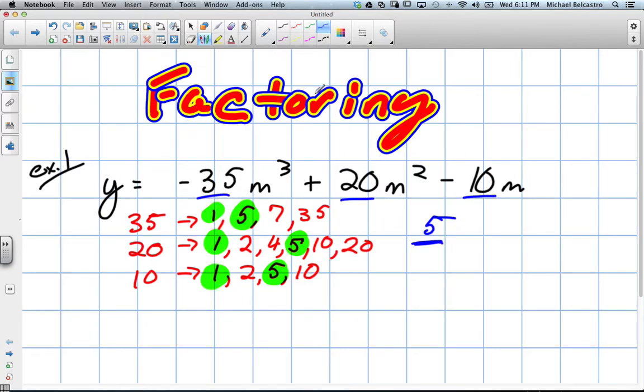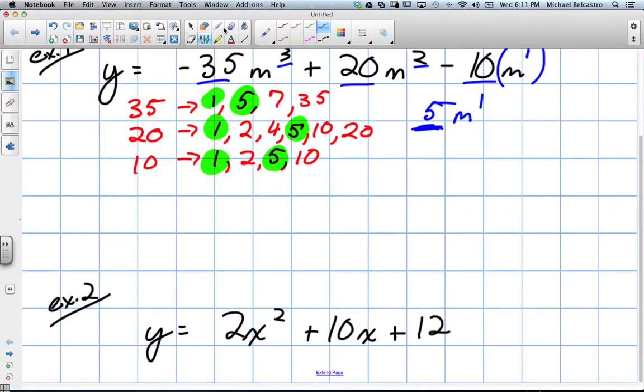The other thing we have to look at are all of the variables in this question. The variable in this question is m. Now we actually have m cubed, m squared, and technically m to the power of 1 there. Now this is a little easier. All we do is we take out the variable with the smallest exponent. So which variable will that be? Not the 10, just focus on the m. So the m to the power of 1. We're going to take 5 out, and we're going to take m to the power of 1 out.